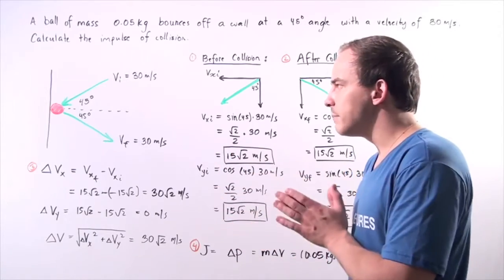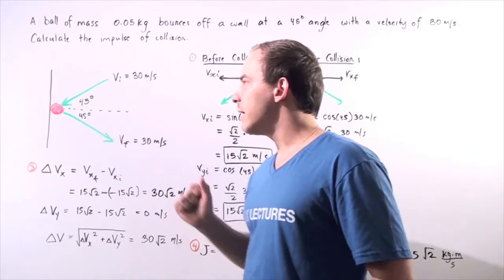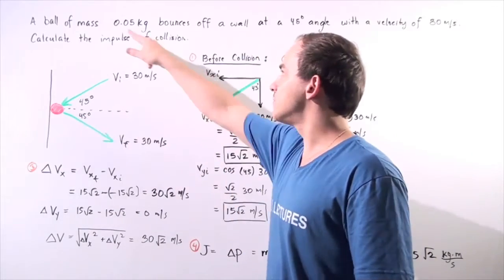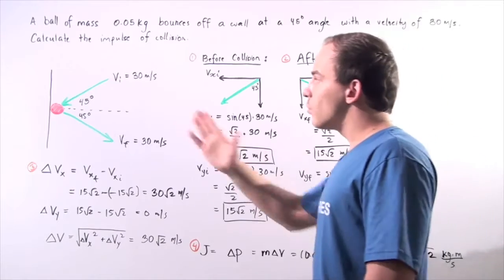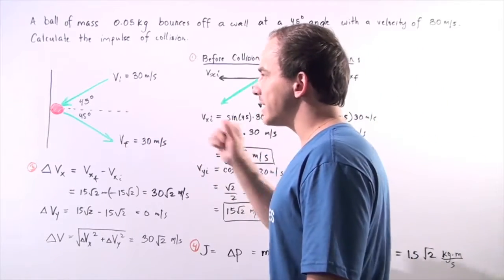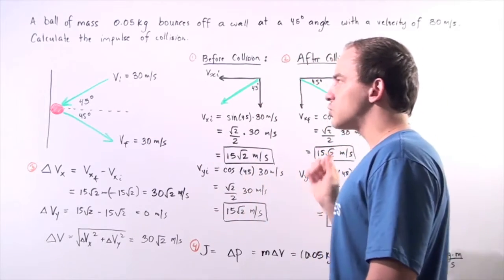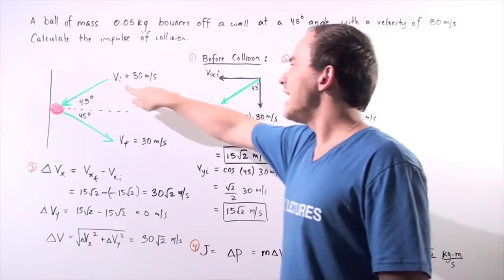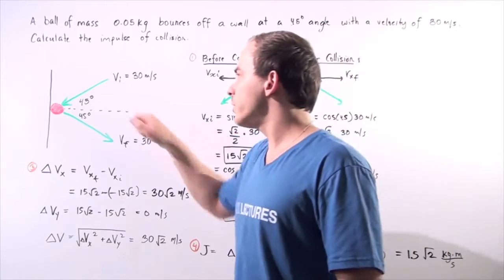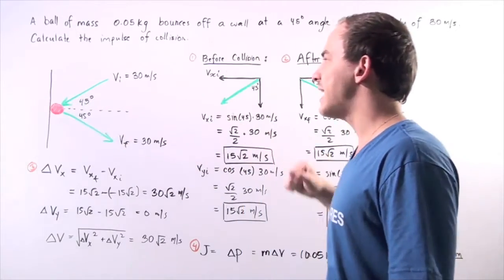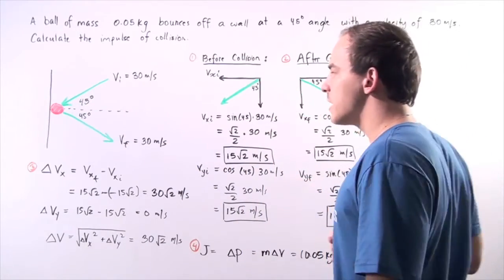So in this example, the wall is one object, and this object with a mass of 0.05 kilograms is the second object. So the wall is stationary, and the object initially, before a collision, is traveling with an initial velocity of 30 meters per second, and an angle of 45 degrees with respect to the x-axis, so above the x-axis.